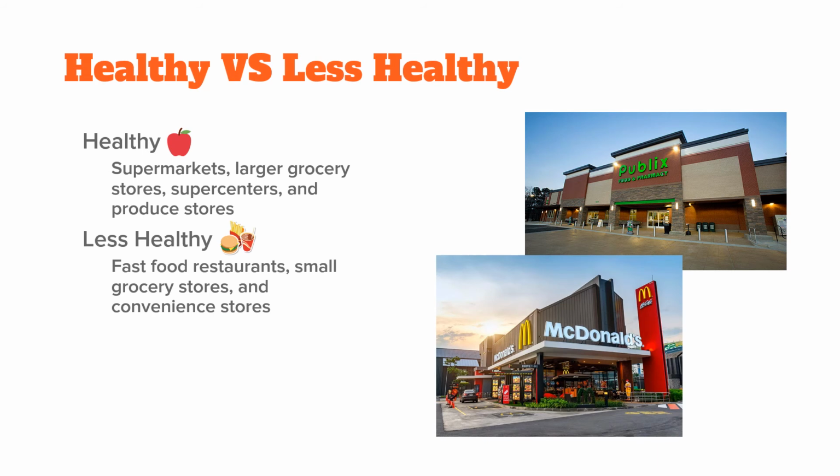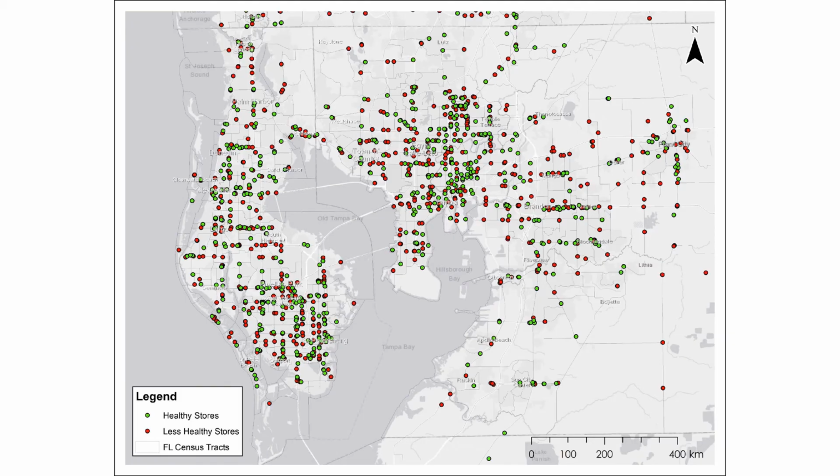Perhaps the biggest indicator of food accessibility is our proximity to healthy and less healthy food retailers. Healthy food retailers are made up of supermarkets, larger grocery stores, supercenters, and produce stores, while less healthy food is represented by fast food restaurants, small grocery stores, and convenience stores. This map shows the distribution of healthy and less healthy food stores in the Tampa Bay region.